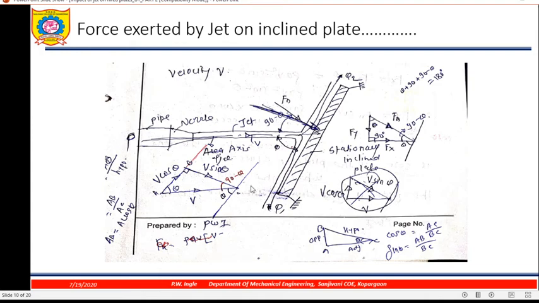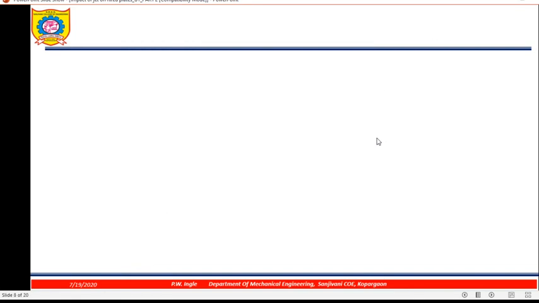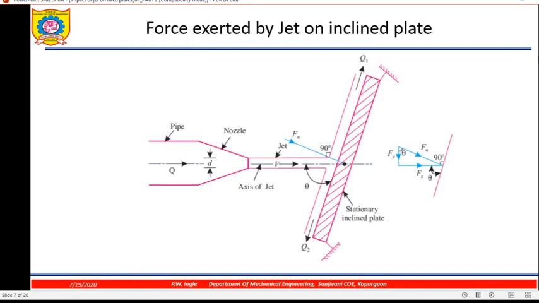Similarly, you can have components of force. This is the x direction, Fx. This is the normal direction, Fn, and this is Fy. This angle is theta, this angle is 90 minus theta. Correct. So now we'll see the diagram for force exerted by the jet on an inclined plate.